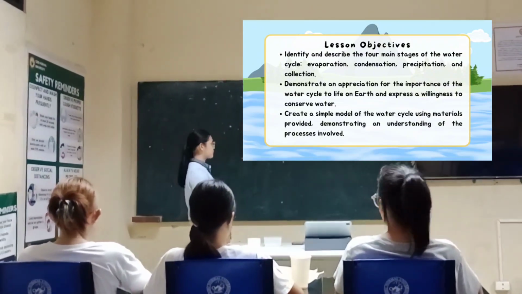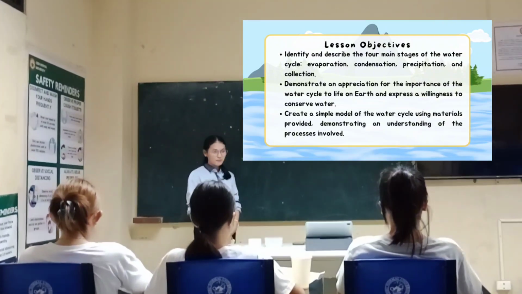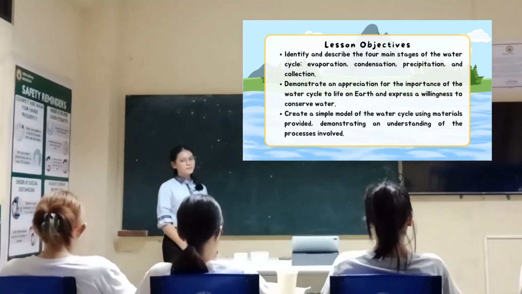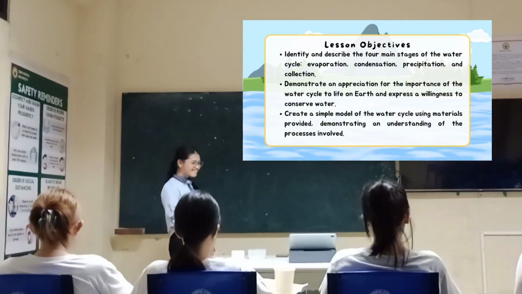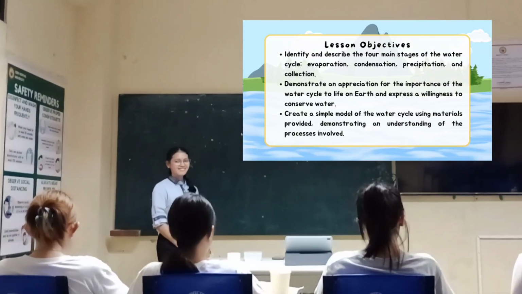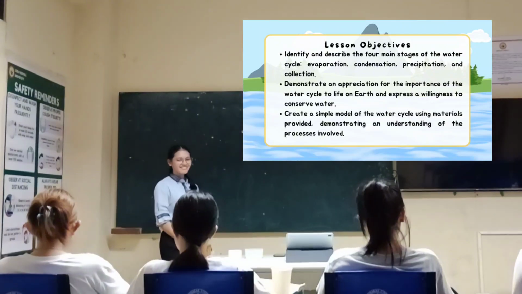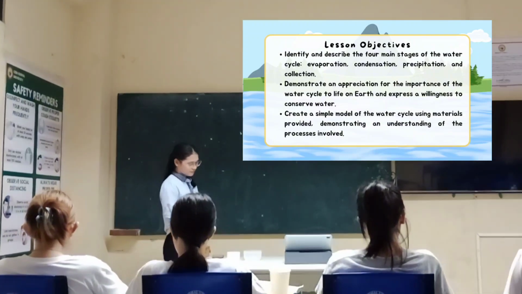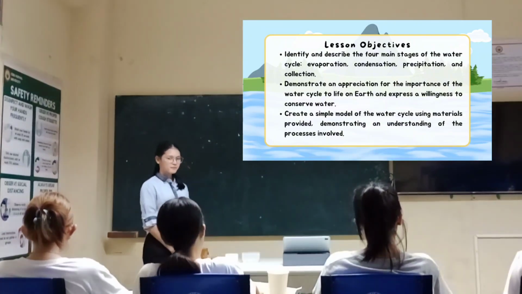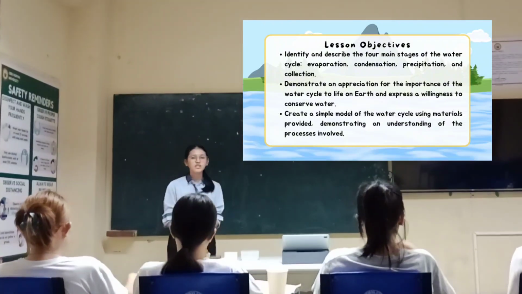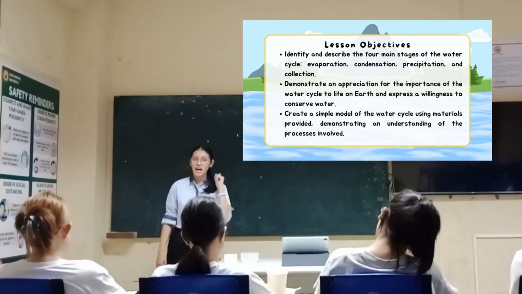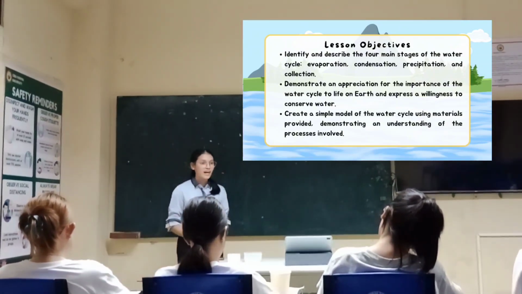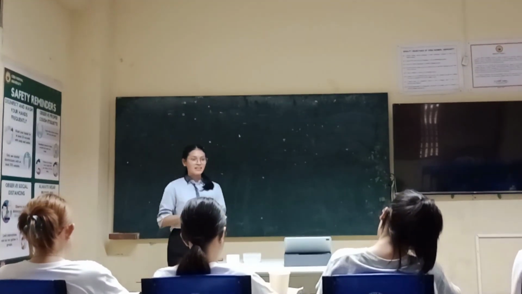Identify and describe the 4 main stages of the water cycle: evaporation, condensation, precipitation, and collection. Demonstrate an appreciation for the importance of the water cycle to life on Earth and express how to conserve water. Create a simple model of the water cycle using the materials provided, demonstrating an understanding of the processes involved. Okay, very good. These learning objectives will guide us during and at the end of this lesson to see if you really understood the lesson.